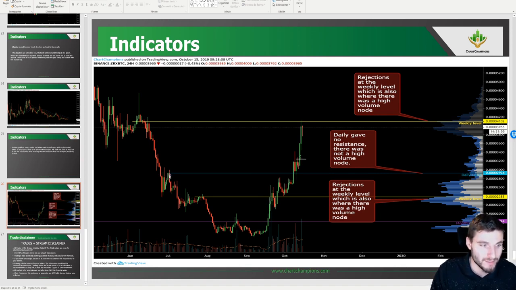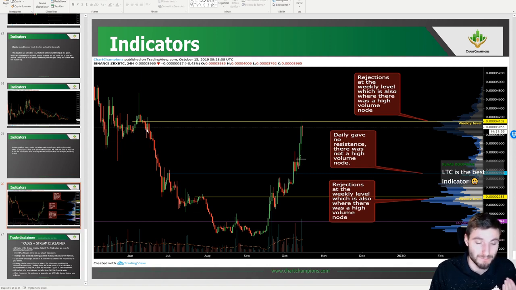Unlike this daily level, which, as you can see, offered no resistance at all, because there was no high volume node. If there was no high volume node, we could have less confidence in it holding. And then as we come back up to this top weekly, this top weekly had a high volume node, so we can have more confidence in it holding as resistance. So we're using them in combination. If you see a horizontal level with zero volume on it, then you could envision that it might not hold as strongly as you might have thought.